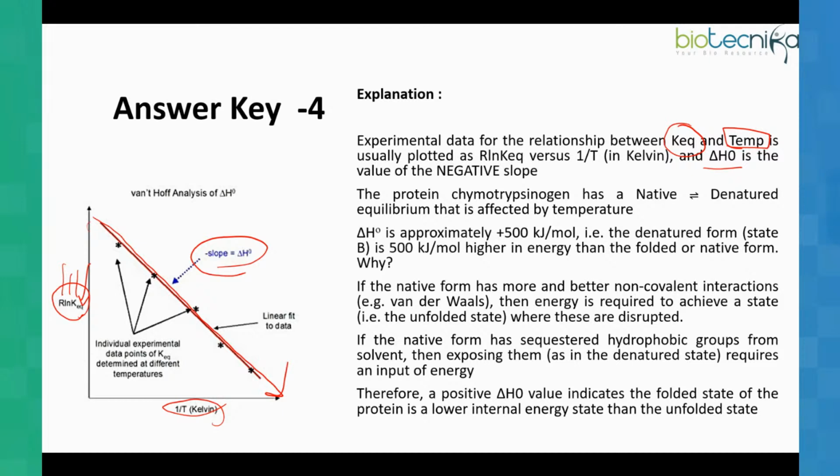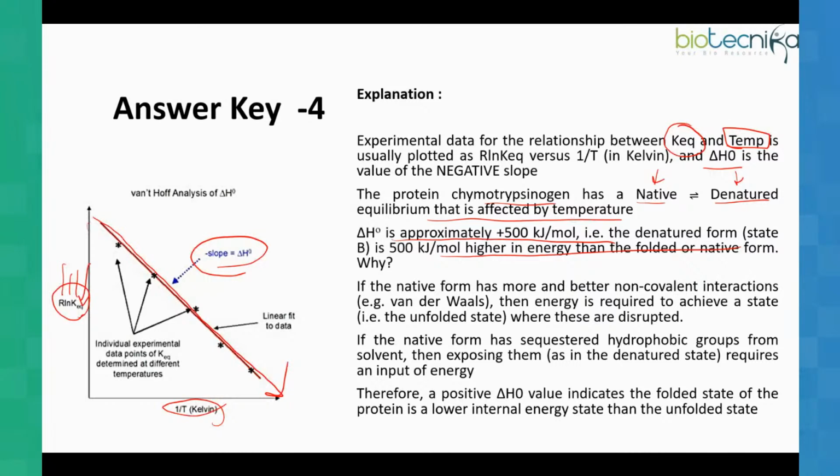And if you take any protein like chymotrypsinogen that is folded or unfolded, unfolded means denatured, folded means native, it will be highly affected by the temperature. Yeah, Satyam, that is right. 4 is the right answer. So delta H is approximately 500 kilojoule per mole for the denatured form. It is 500 kilojoule higher in energy than the folded or native form.